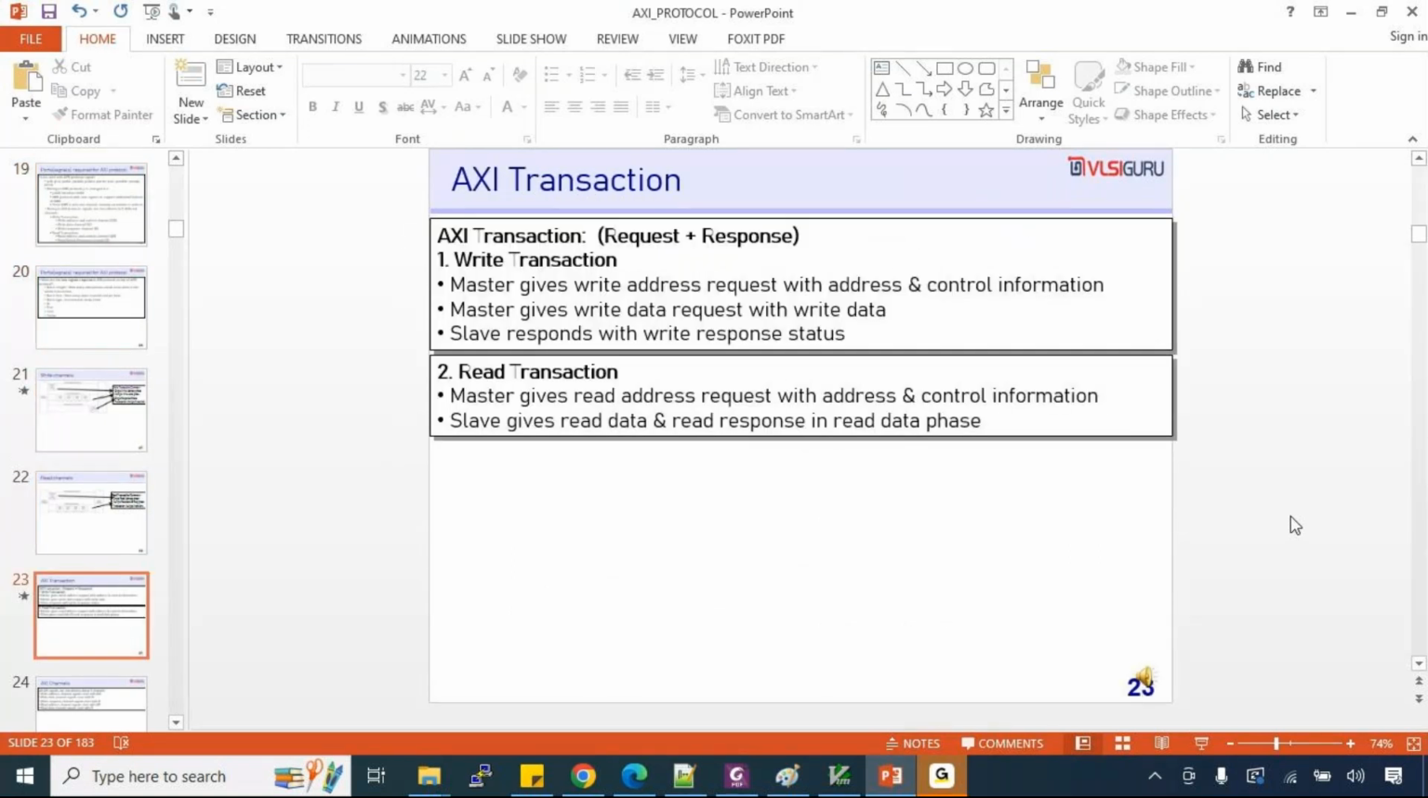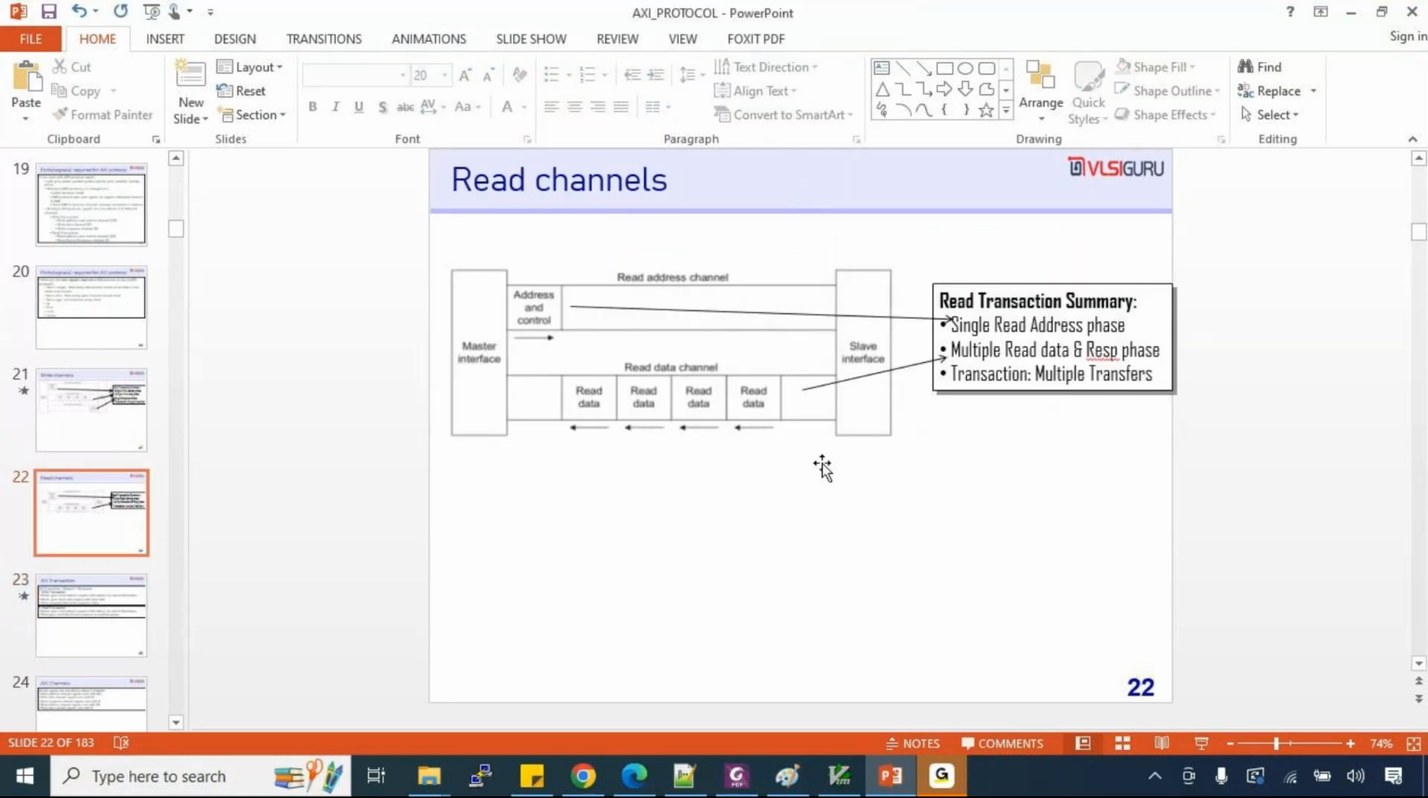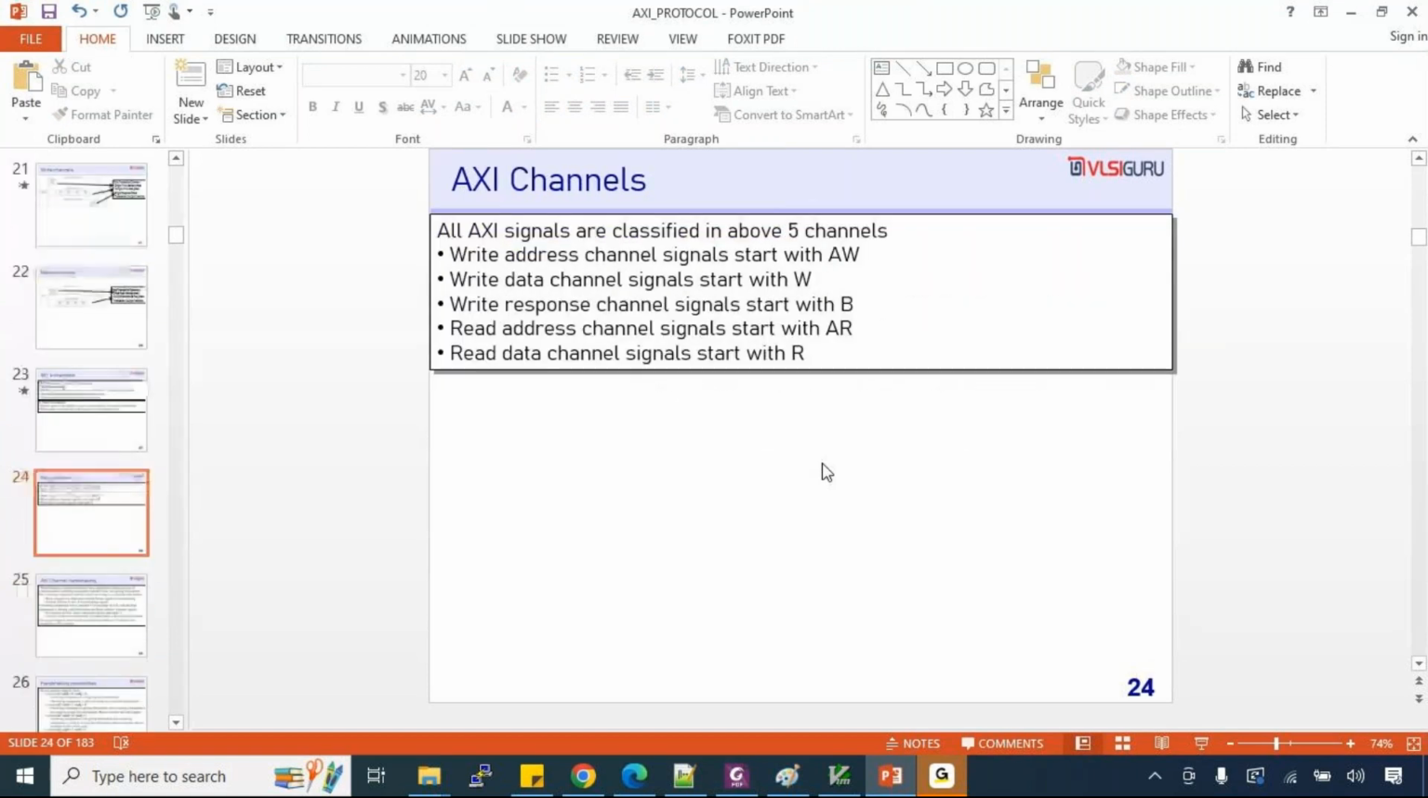So now, what is an AXI transaction? An AXI transaction is nothing but request plus response. In a write transaction, the master gives the write address request with address and control information. The master gives the write data request. The slave responds with the write response. In case of a read transaction, who gives the read address information? Master. Who gives the read data? Slave gives. This diagram is important. Now this should be clear.